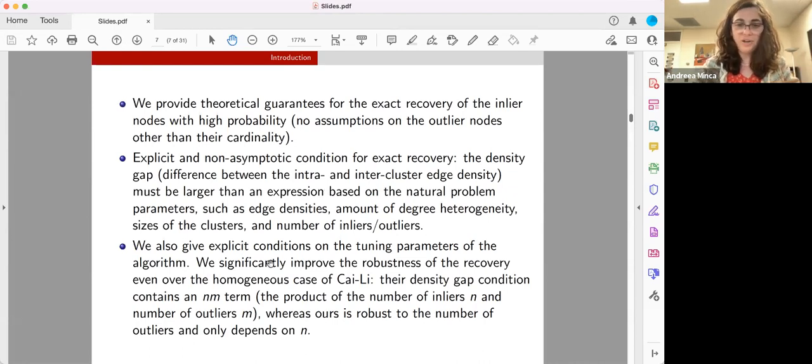In comparison with prior literature, our results are more robust. In previous works the density gap conditions depend on both n, the number of inliers, and m, the number of outliers, as a product. Ours is robust to the number of outliers and only depends on the number of inliers. So no matter how many outlier nodes you have, these results are going to be robust. Of course, the model itself assumes that we know the cardinality of the outlier set.